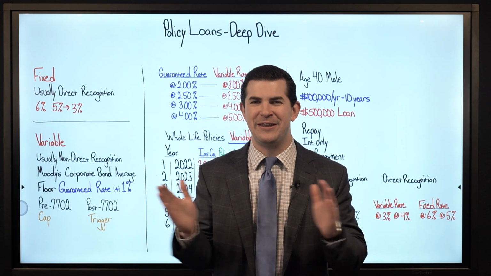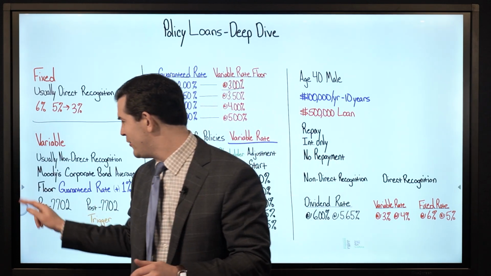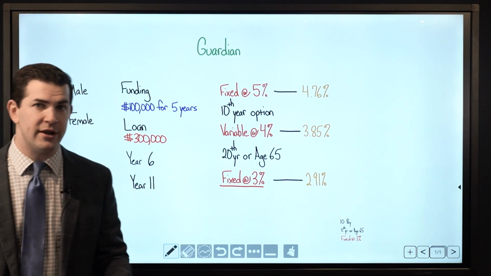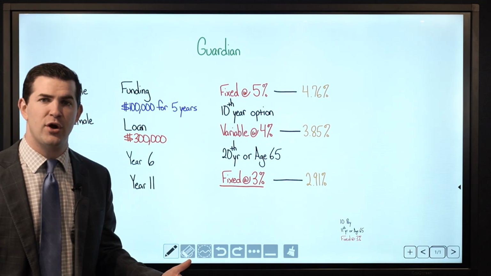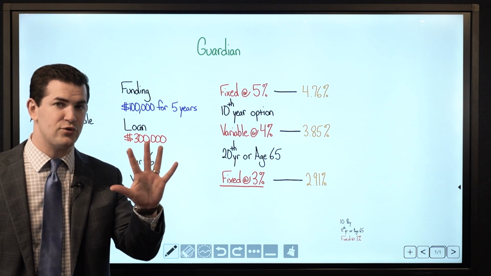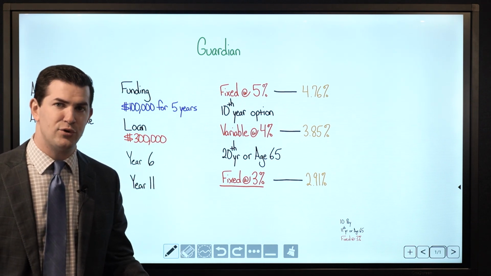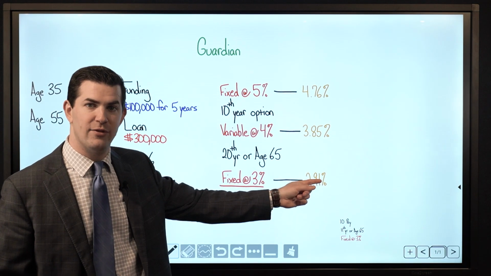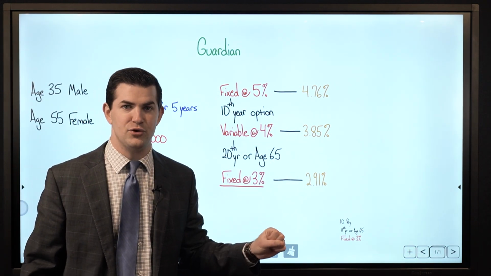Let's dive a little bit deeper with policy loans. In our last video, we looked at a 35-year-old individual with Guardian, 100K per year for 5 years going in, and we looked at their fixed loan interest rate. It starts out at a fixed rate of 5%, eventually drops to a fixed rate of 3%, and we've got the discount if we elect to pay the loan interest prior to the anniversary date.